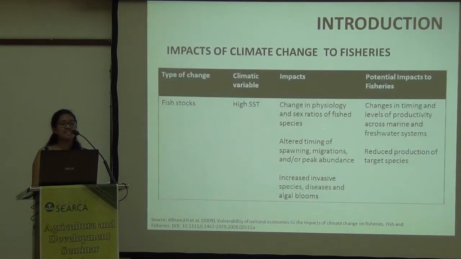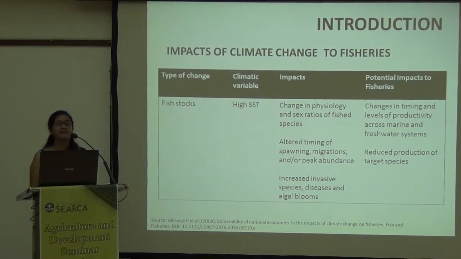And as I mentioned, the high sea surface temperature has an impact on fisheries, mainly affecting the physiology of these species, those living in the marine environment. They can also affect the abundance and the distribution of these species. So this has potential impacts to fisheries, such that the changing in timing and level of productivity will affect the overall production of fisheries.